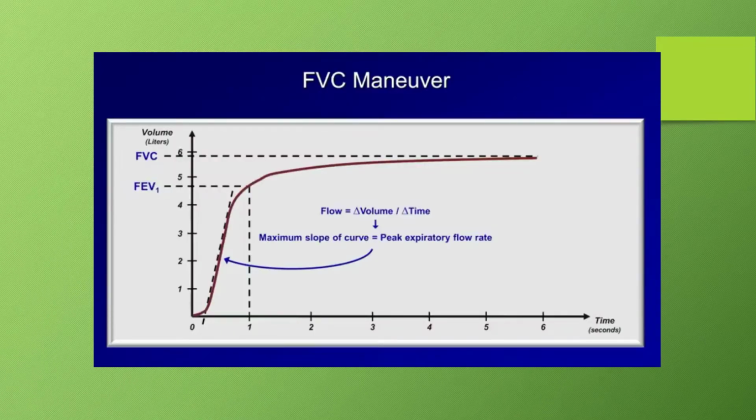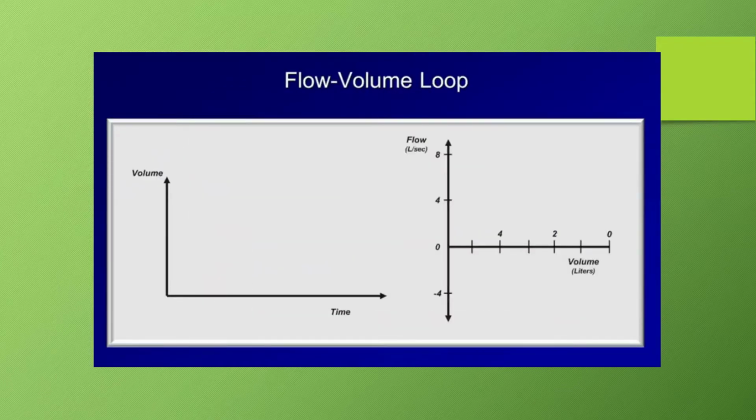But if the curve has a slower rise, concave shape and prolonged exhalation, there is a chance of obstructive lung diseases. And if the total volume is reduced but the shape remains normal, then it indicates restrictive lung disease. Now come to the flow volume loop.